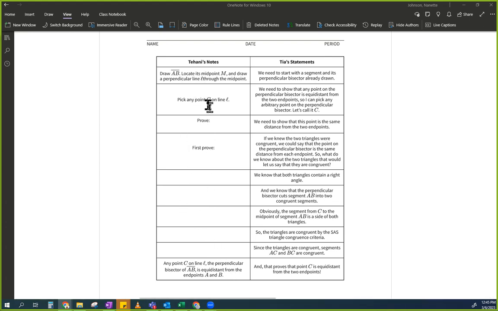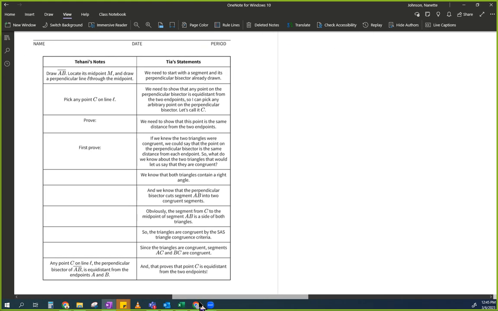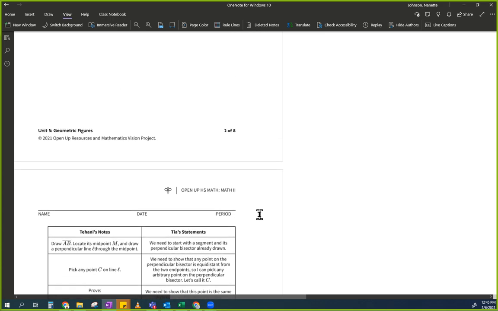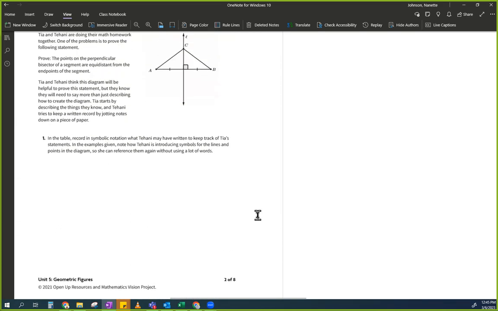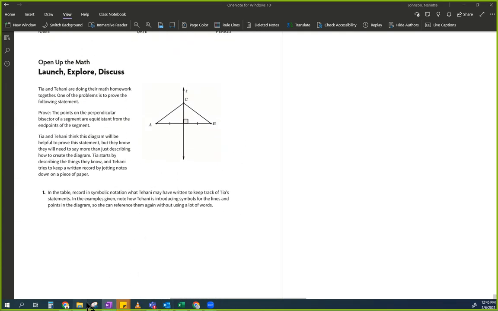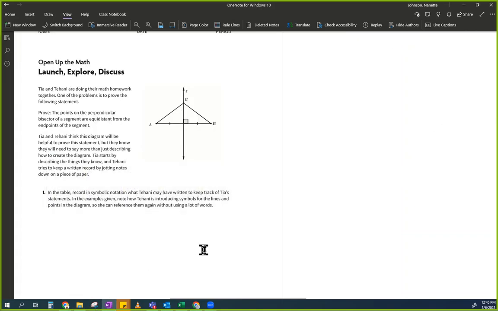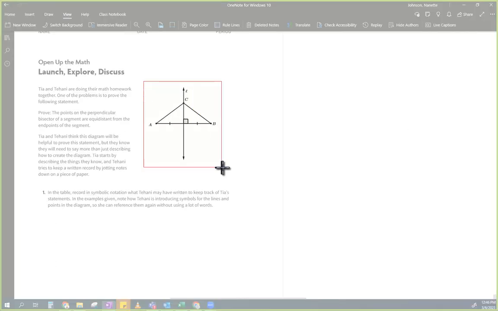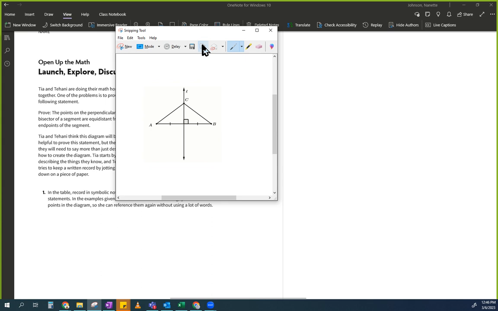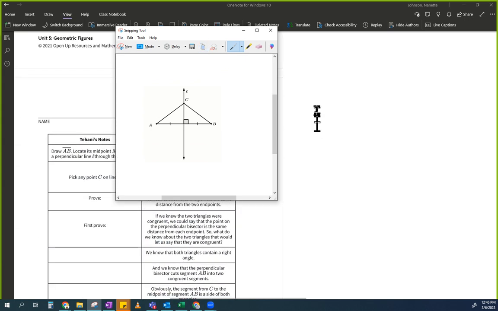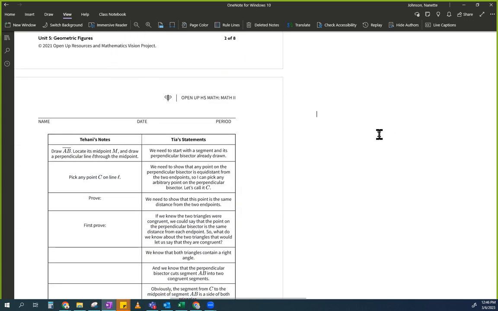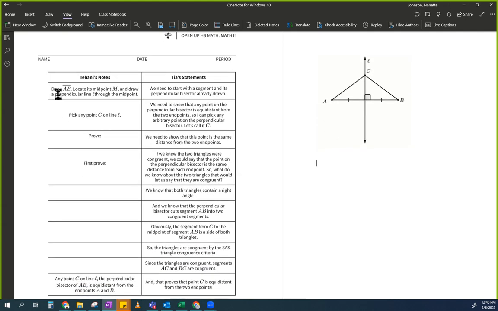So let's see. Because we want to do this, I also want to grab the picture and do what they're doing on the side. So let me go grab the picture. Oops, not that. My bad. All right. So I want to grab this picture, copy the picture, and put it over here so we can draw over it. Okay. So it says draw AB.